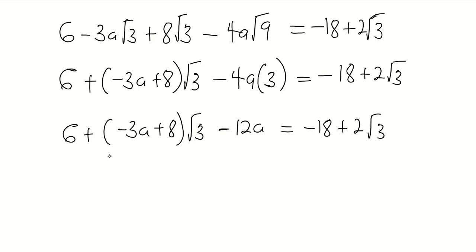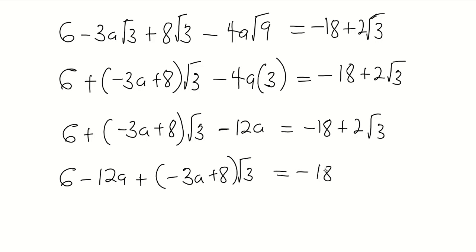Now at this point, we have to group like terms. We can see that when we look at the right hand side of the equation, we have the rational component coming first, that is minus 18, before the irrational component, that is 2 square root of 3. It means we have to rearrange the left hand side to be like the right hand side. So it means that our minus 3a plus 8 square root of 3 is going to be at the last, and 6 minus 12a comes first. So we have 6 minus 12a comes first, and then we have plus minus 3a plus 8 square root of 3 also follows. Now we have minus 18 plus 2 square root of 3.